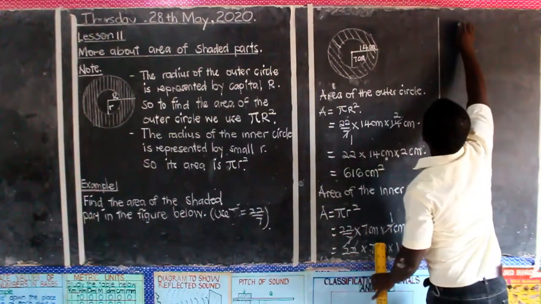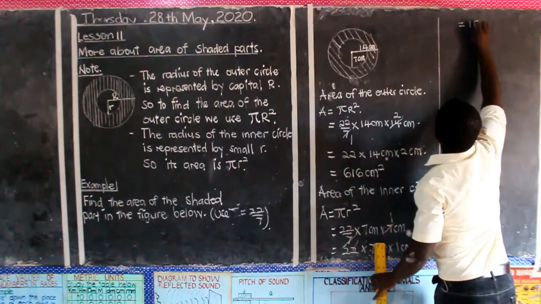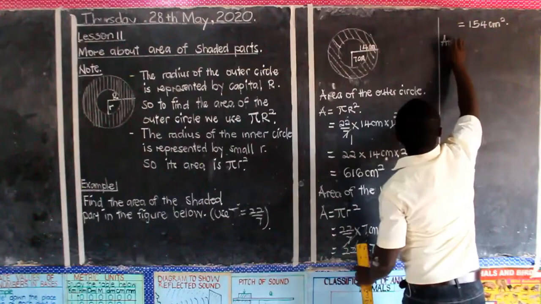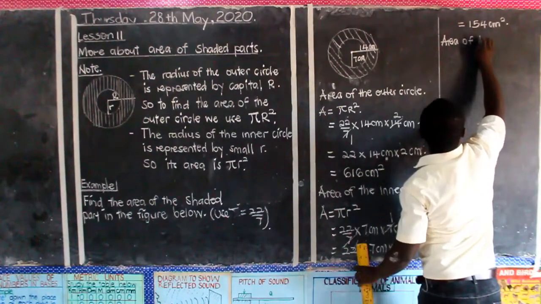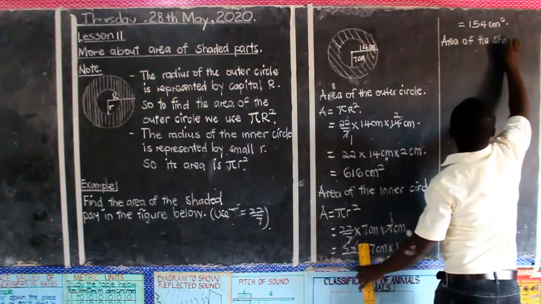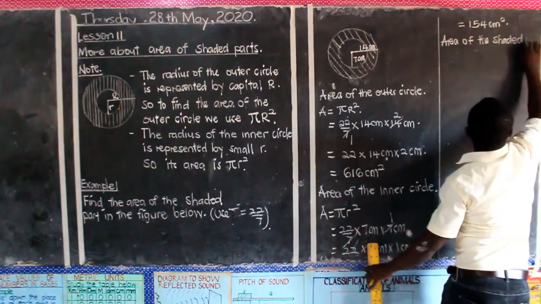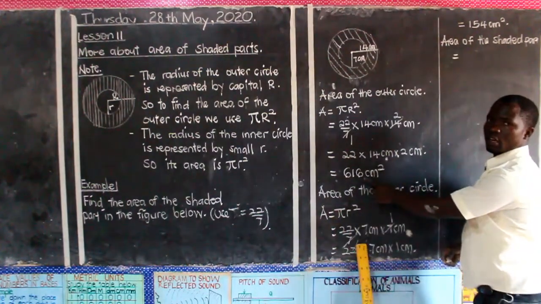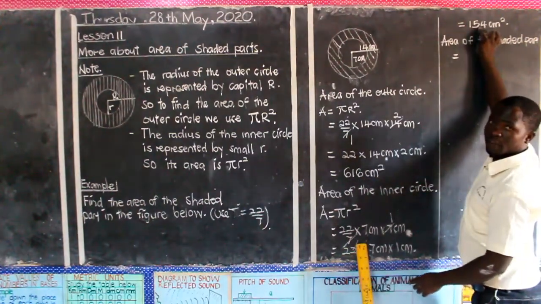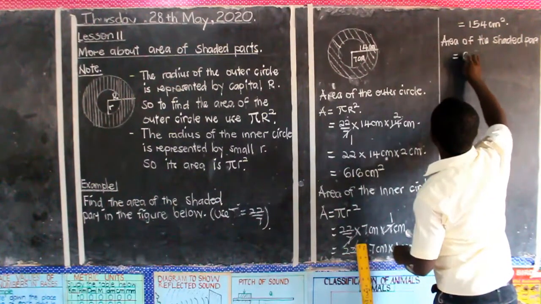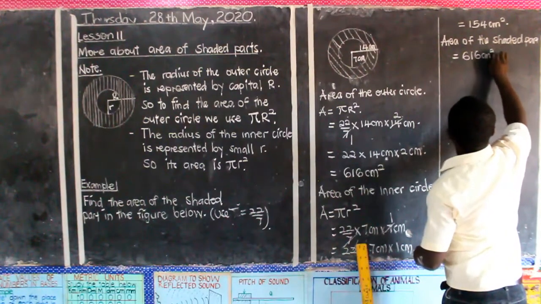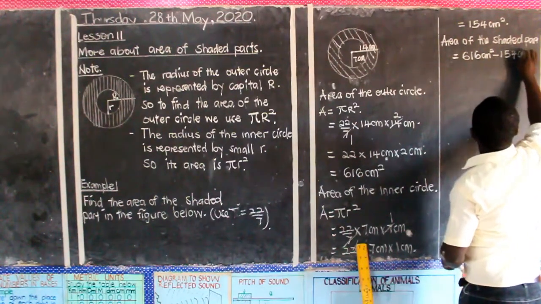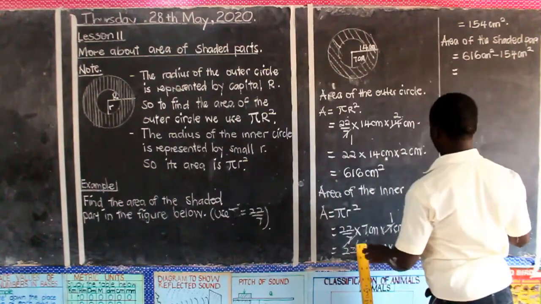So when you multiply, the area of the inner circle is 154 square centimeters. Let's come down and find the area of the shaded part. Area of the shaded part equals the area of the outer figure minus the area of the inner figure. So that is 616 square centimeters minus 154 square centimeters. When you subtract, what are you getting?